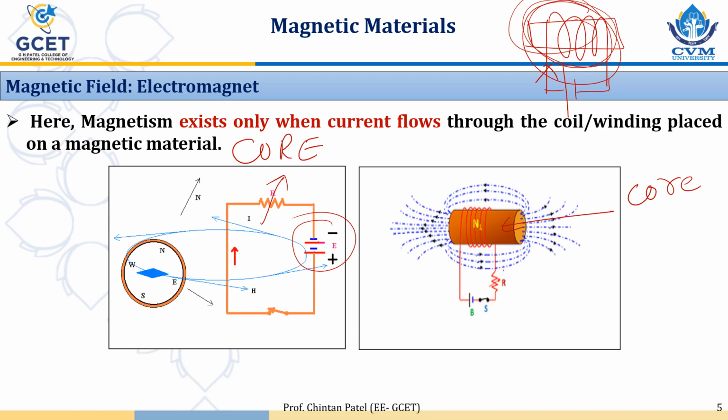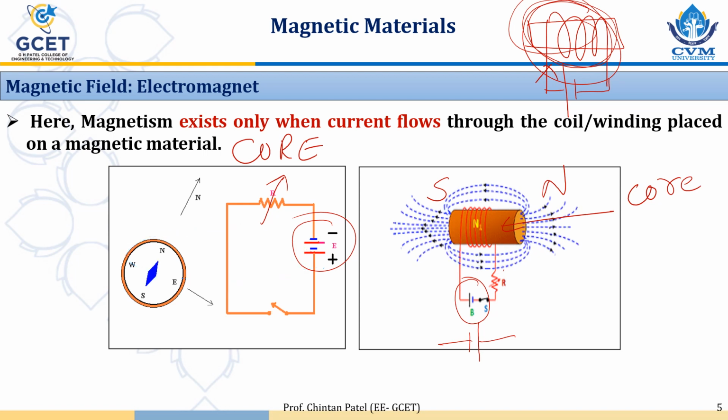In this case, if we change the terminals of the supply or battery, for example, at present this left hand terminal is positive and right hand terminal is negative. But if we reverse the terminals like this, then the poles can also be changed. For example, if this is S and this is N with the original connection, and if we reverse the terminals, then this part becomes north pole and this side becomes south pole.